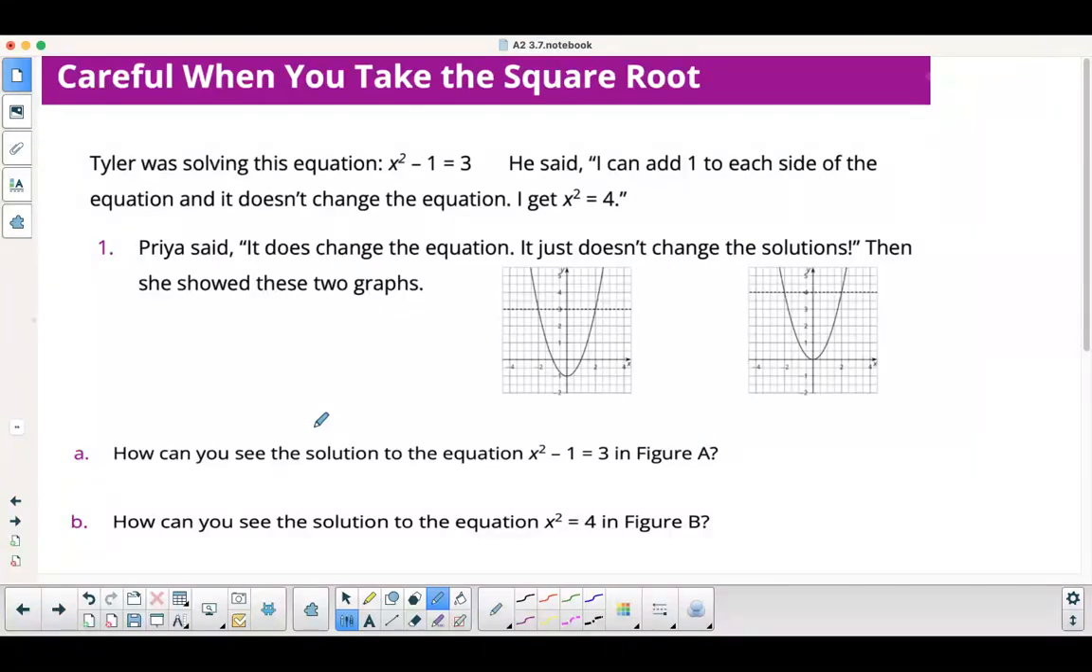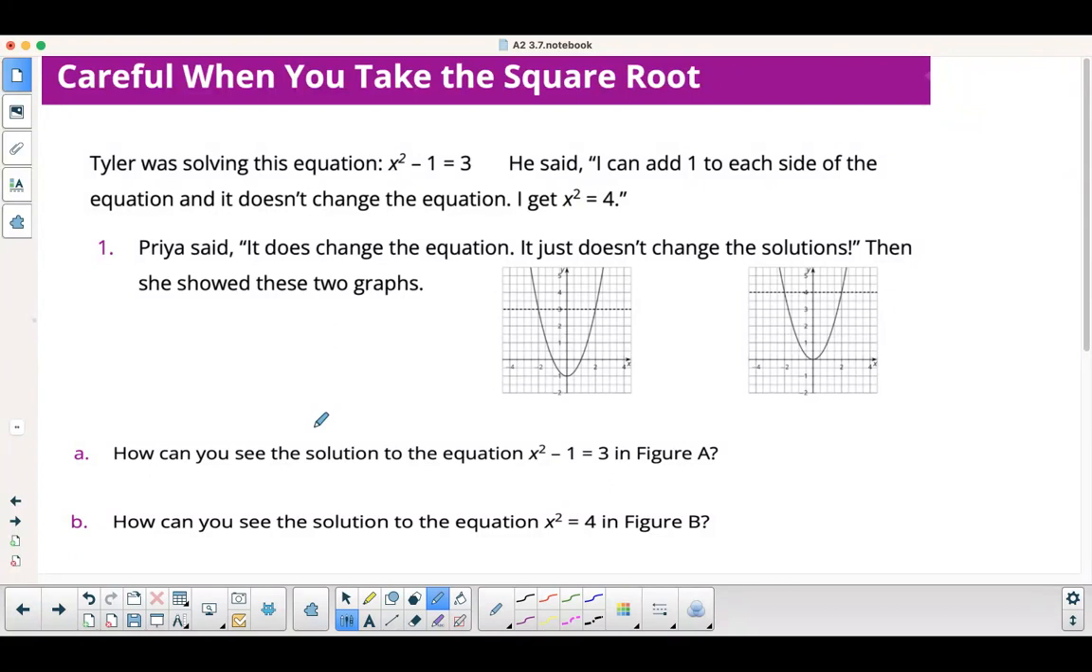All right, Tyler was solving this equation, x squared minus 1 equals 3. He said, I can add 1 to each side of the equation, and it doesn't change the equation. I get x squared equals 4. Priya said, it does change the equation, it just doesn't change the solutions. Then she showed these 2 graphs.